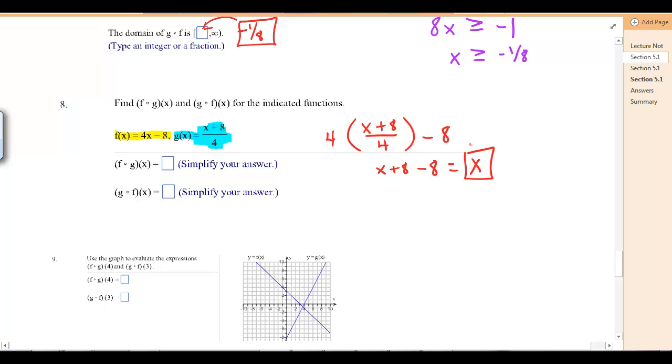All right. And then g of f means we're going to put this f in here. So we've got 4x minus 8 plus 8 over 4, which is 4x over 4, which is also x. And so those would be your answers for that one.